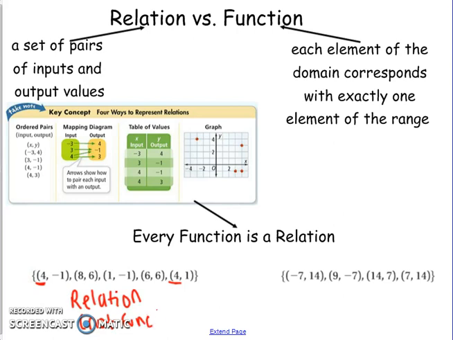On the other hand, if we look at the second example, none of the x's are repeating. Since none of the x's are the same, this is a function. And it doesn't matter if the y's repeat. It's okay if you have the same y with different x's, but you can't have the same x with different y's.